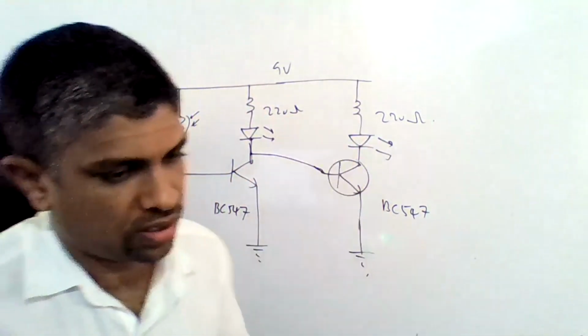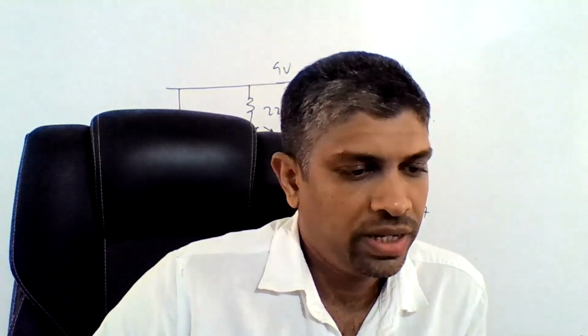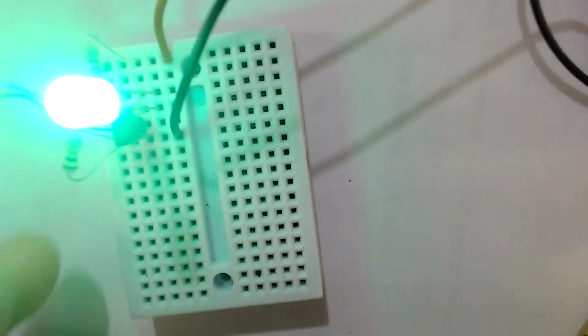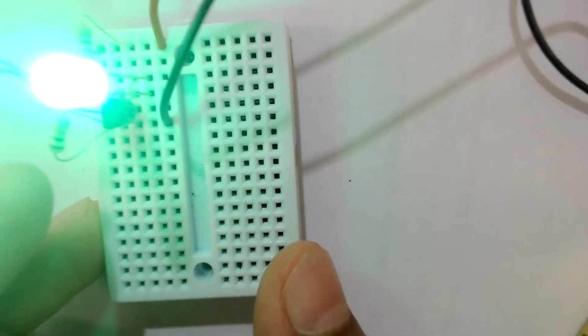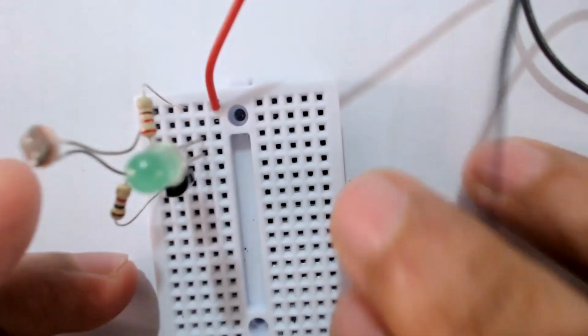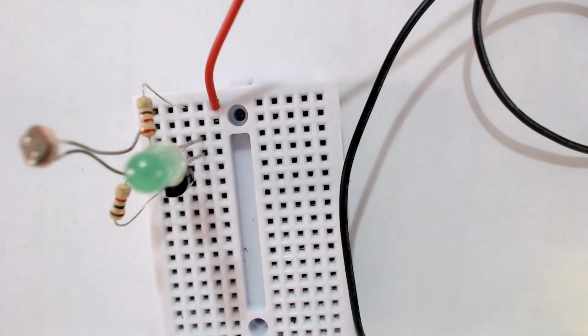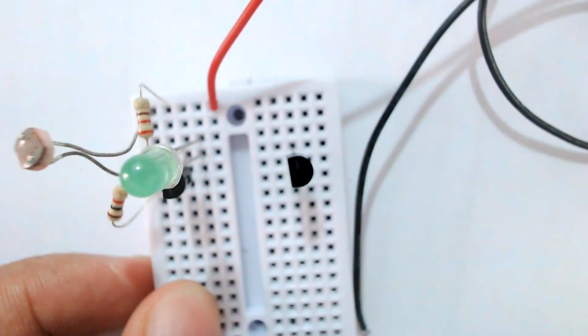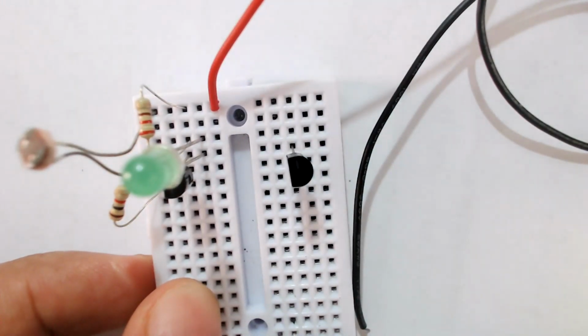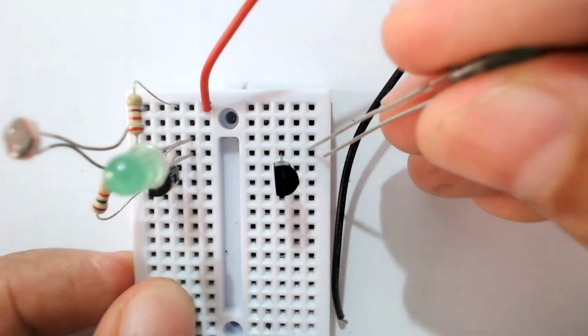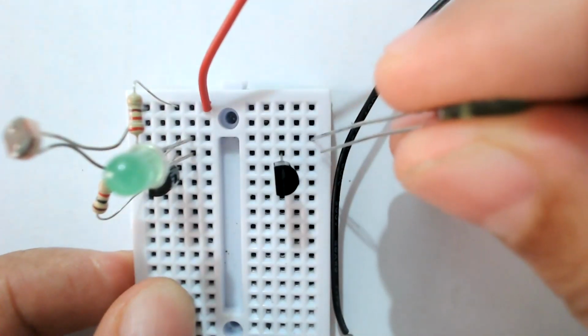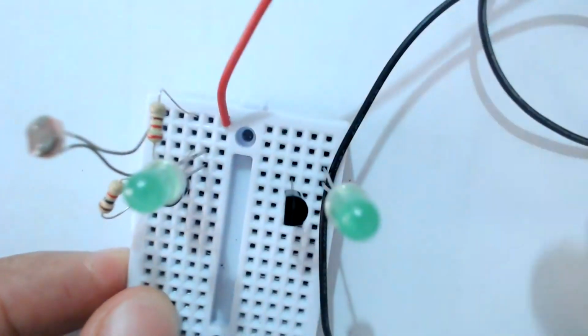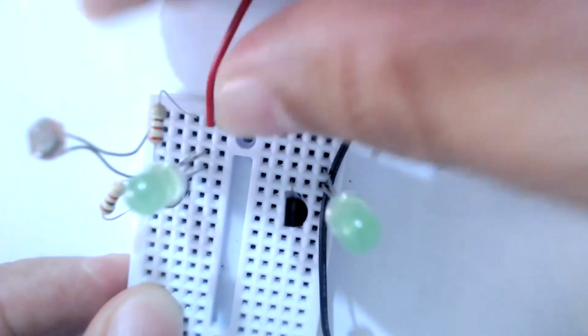Practically, there are some issues with this circuit. We'll see. We have already constructed the light detector circuit here. Now we are going to construct another similar circuit. We have to use another BC547, an LED, and a 220 ohm resistor. Red, brown.